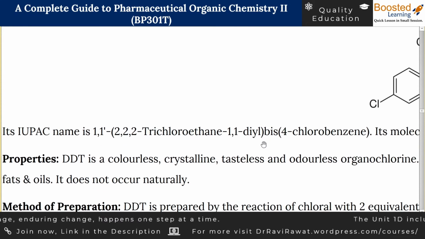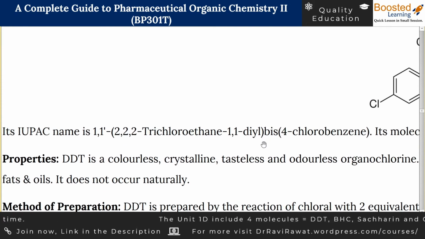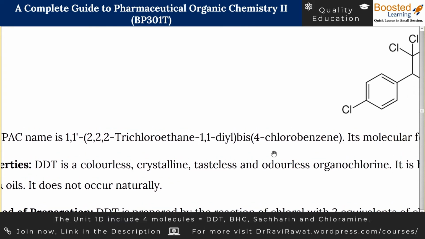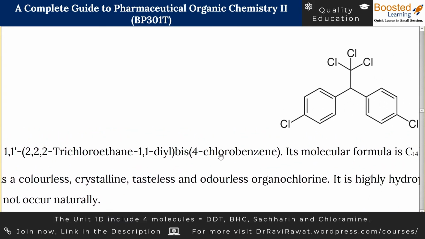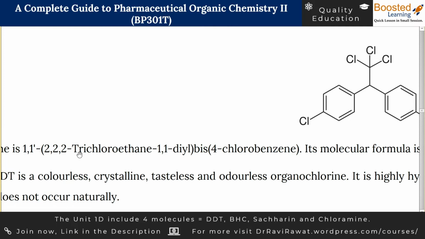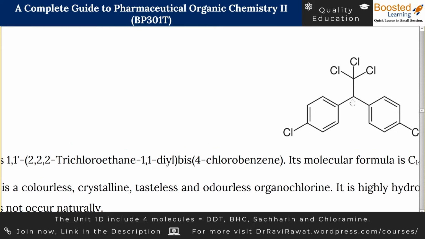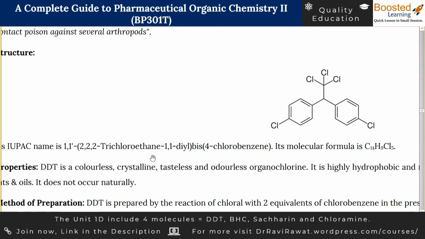The IUPAC name is not really necessary to be written in theory exams, but sometimes in competitive exams questions are asked on the IUPAC name. So you must pay attention to it. This term is used because there is an identical 4-chlorobenzene attached to this particular carbon, and 2,2,2-trichloroethane because this carbon is considered as the first carbon and this is the second carbon. So on the second position itself, 2,2,2-trichloroethane is mentioned. So you should pay attention to the IUPAC name. Then in competitive exams, if a question is asked, you can select the right option out of the 4.